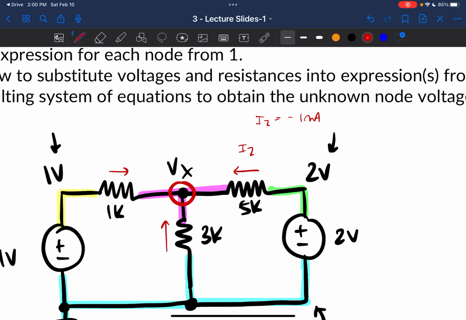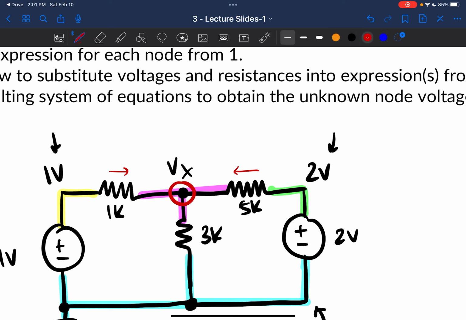Let me just make this point again. I made this point before, but let me make it again. If I define my current flowing from right to left like I have defined here, and then I solve for that current later in my circuit, and I get that value is negative, then that means that the current is actually 1 milliamp in the other direction, right? So there's nothing wrong with defining them left or right or up or down. It really doesn't make a difference how we define our currents.